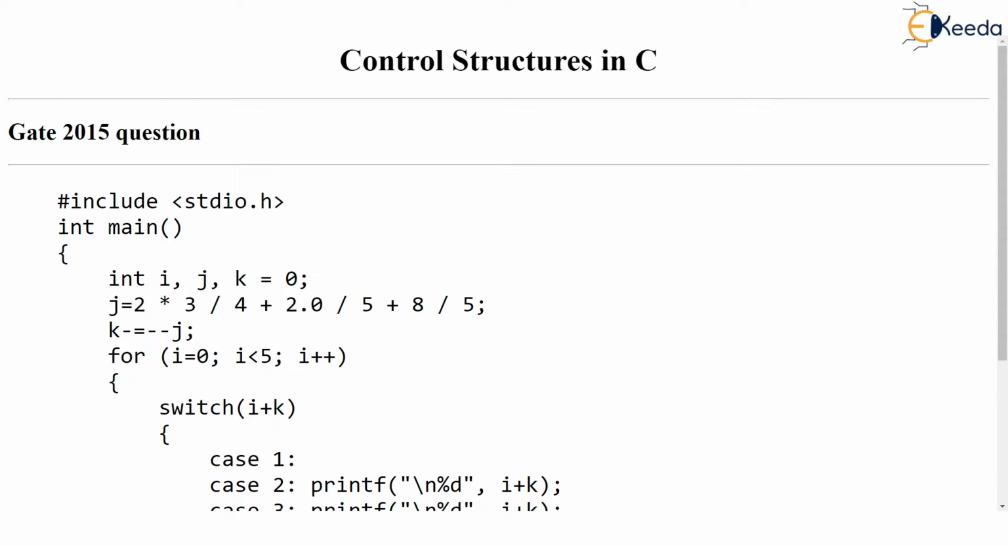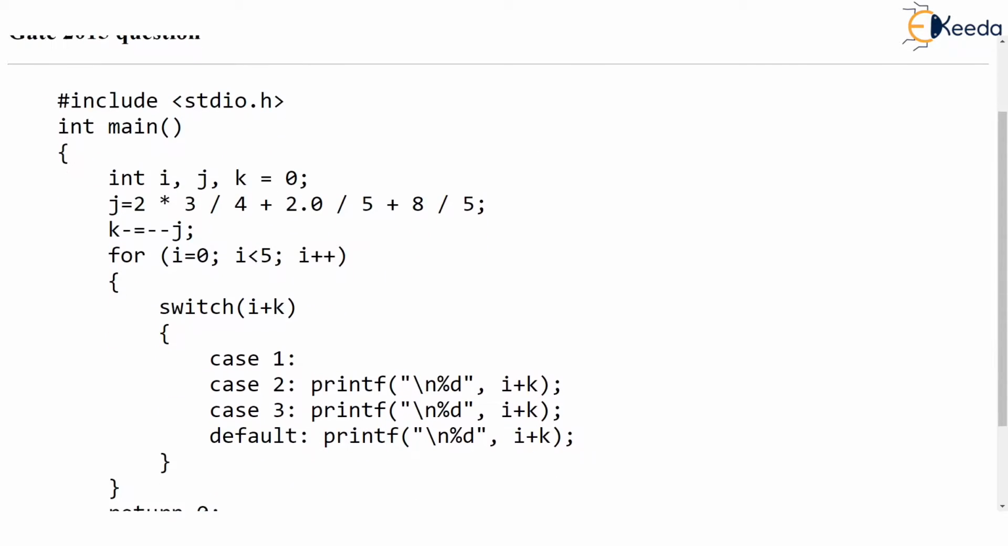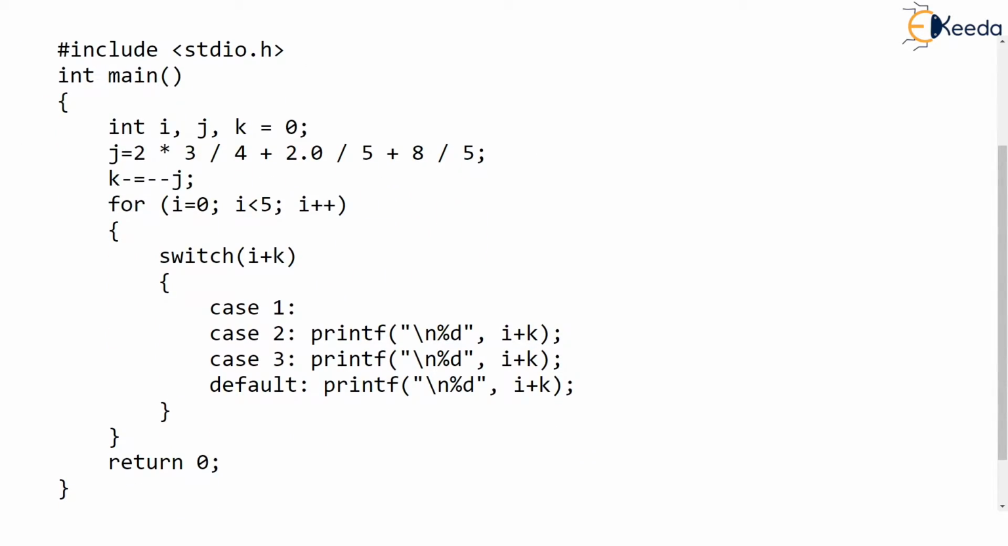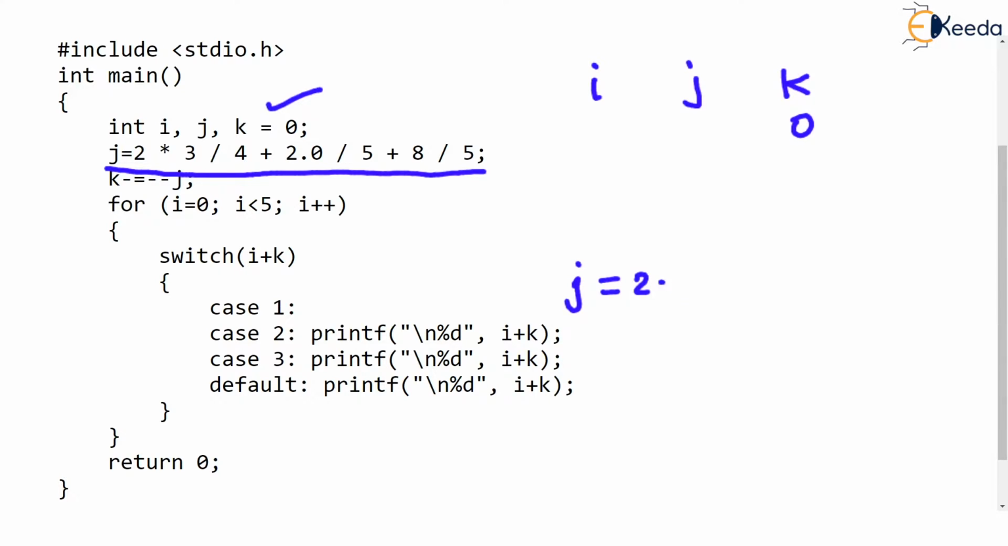Now let's see this problem asked in GATE 2015 where we have three variables I, J and K. I will mark them over here; I, J and K are initially 0. And then we have been given the expression which needs to be solved. So I'll just write that expression here: J = 2 * 3 / 4 + 2.0 / 5 + 8 / 5. I have just reproduced the same expression over here.